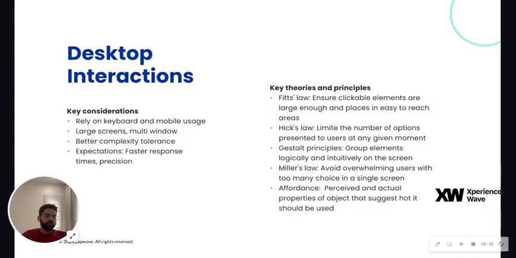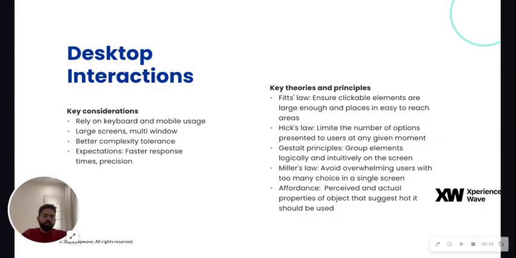Next, desktops typically offer larger screens, which mostly means that you can display more content in one single go. And there is also a possibility for multi-window and multitasking steps being presented. Complexity tolerance is high, which is, users on desktops are more comfortable with multi-step interactions, because it is easier to handle all these complex workflows or detailed forms because of the larger form factor.